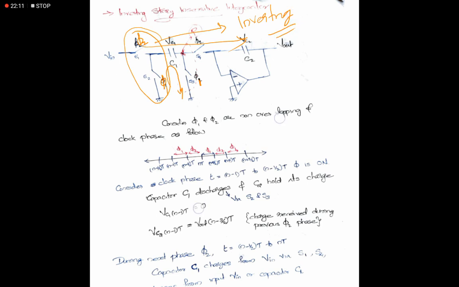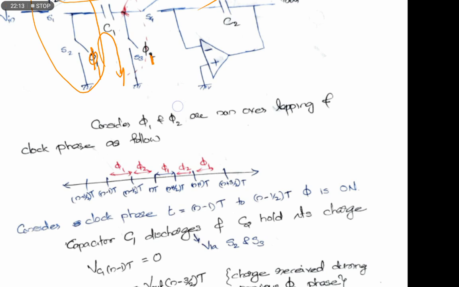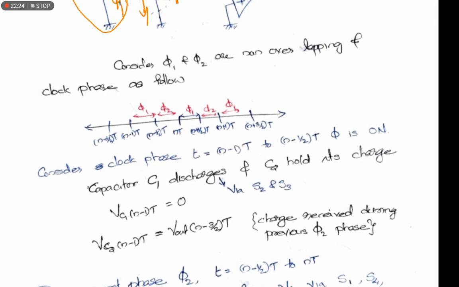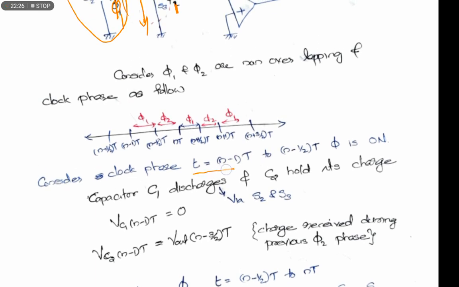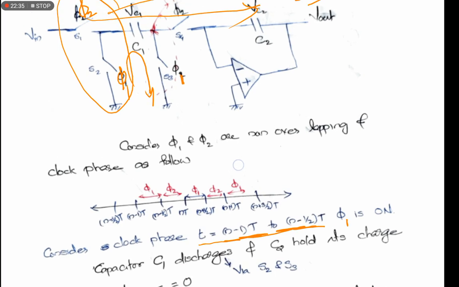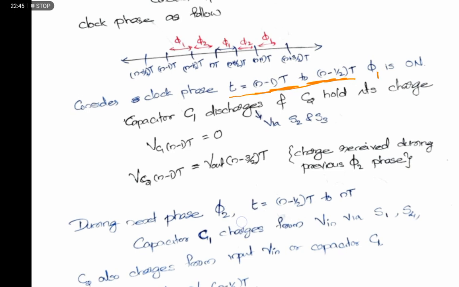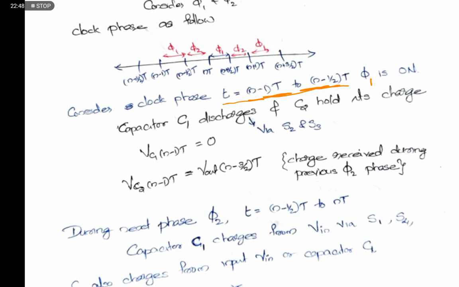Okay, so here also, to derive or evaluate the transfer function of this circuit, we will follow the same concept. We consider a clock signal with even and odd halves. Considering the clock period from t equal to (n minus 1)T to (n minus 1/2)T, phi 1 is on. Assuming phi 1 is on, the capacitors will be connected like this, right? Wait a minute. This phi 1 is on. C1 charges and C2 holds its charge.